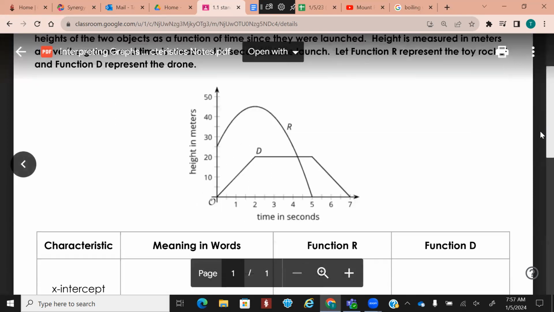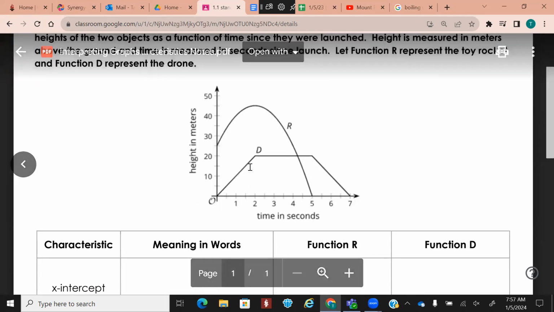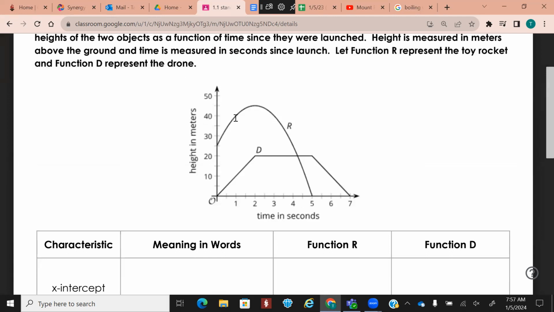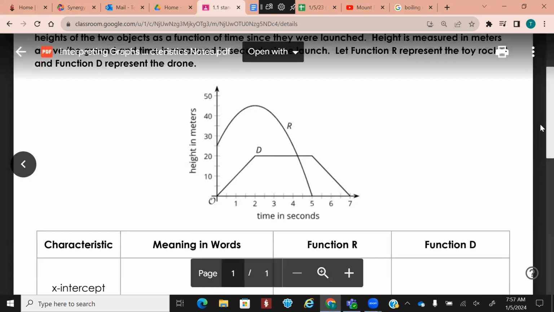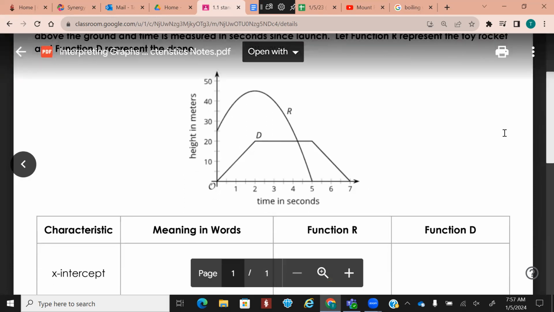Looking at this, which one's which? R is our rocket, G is the drone, right? What is an x-intercept? The x value when it touches the x-axis. So where's the x-axis? Well, down here. So our x-axis is right here, and we're looking at the x-intercept. Now there can be more than one.